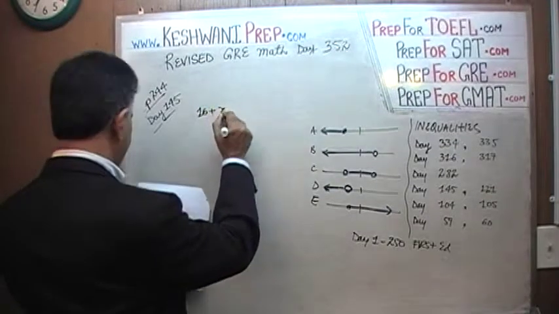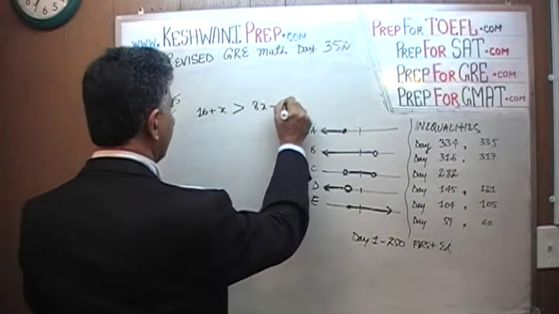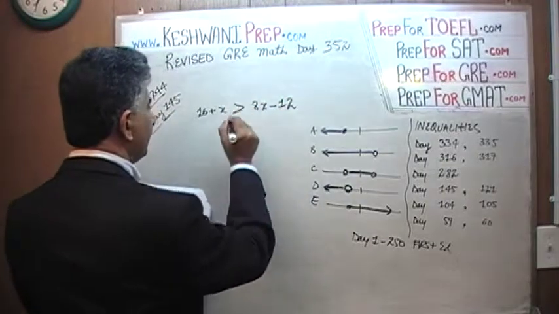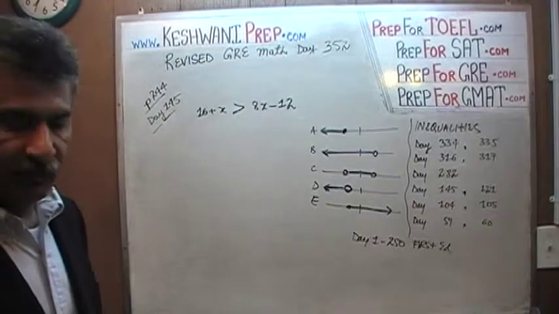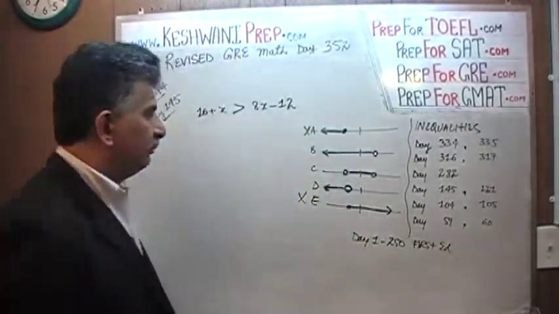16 plus x is greater than 8x minus 12. Again it says is greater than, which means it has to be an open circle. It has to be an open circle. Answer cannot be E or A. Answer would have to be B, C or D.